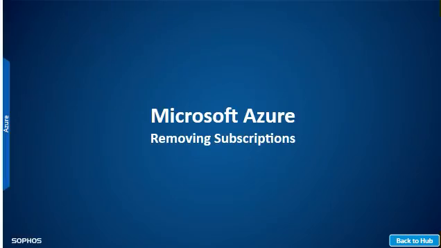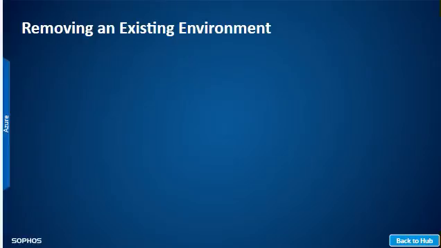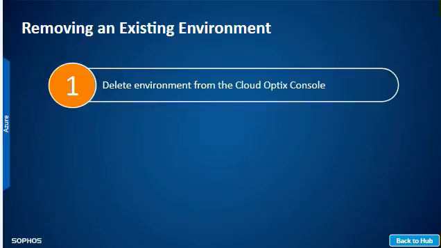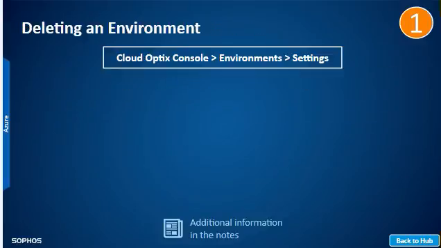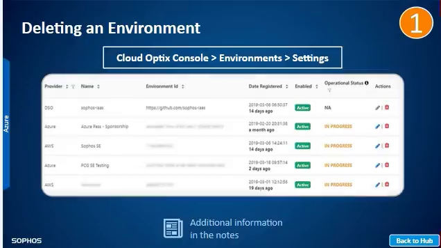Now that we've discussed how to add a new Azure subscription, let's go over how to remove one from CloudOptix as well. The removal process is largely similar to the process that we previously described for AWS accounts. Again, the first step is to delete the environment from CloudOptix, followed by running a script in the subscription that we've just removed to clean up the CloudOptix components. The removal steps from CloudOptix are identical to the ones we described for AWS accounts.